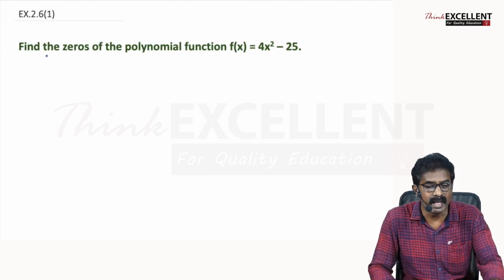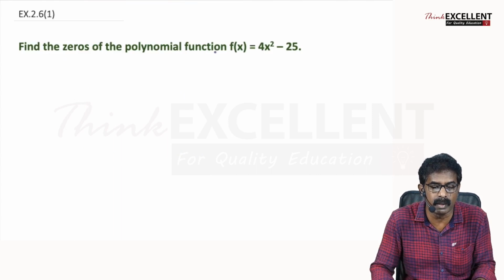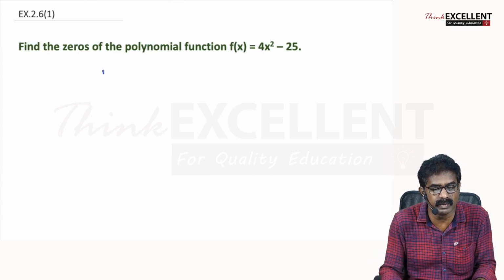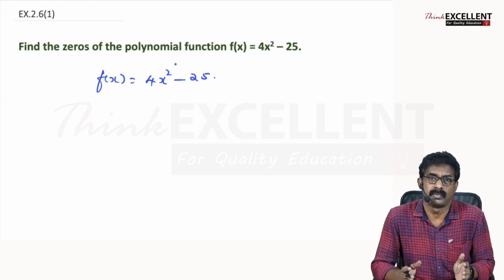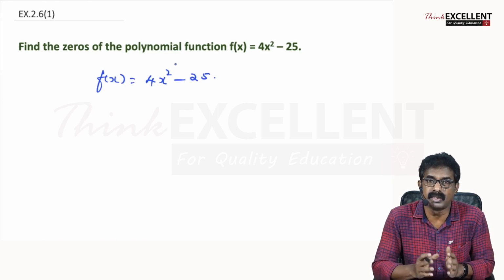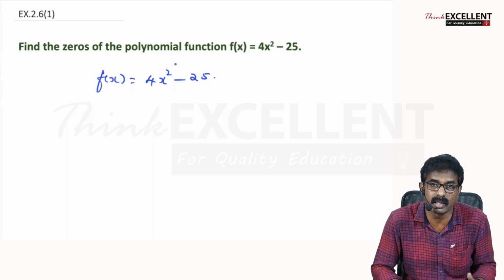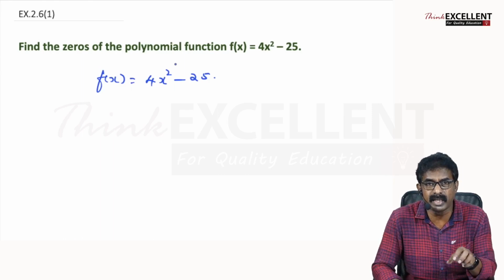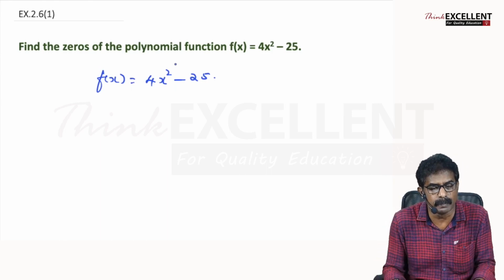Listen. Find the zeros of the polynomial function. One function is given here, f of x equal to 4x square minus 25. They asked to find the zeros. Already I said the difference between zeros and roots. For an equation, what do you get when you solve? Those are called roots. And for a polynomial, you equate with 0. The answers you get are called zeros. Only the name is different, the values will be the same.